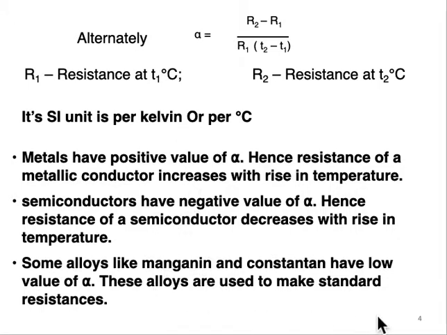Hence, these alloys are used to make standard resistances which we use in the lab. Because when we use resistances in the lab, we have to use them in winter, in summer, at different temperatures. So the value should not show wide variation. That is why we prefer the alloys to metals to make standard resistances.